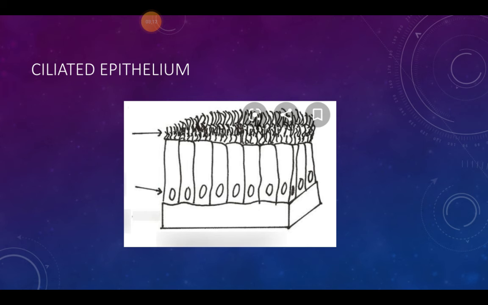Ciliated epithelium. Ciliated epithelium cells are tall and column-like structure. They have cilia. Location of ciliated epithelium: it is found in the inner lining of the windpipe and bronchi. Bronchi means lungs. Functions of ciliated epithelium: it causes movement of particles in one direction through the ducts.